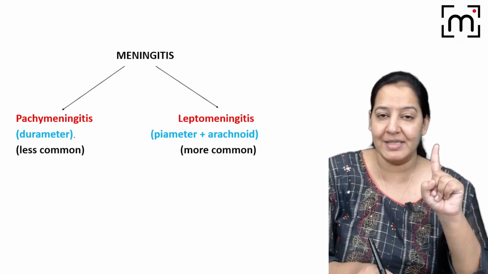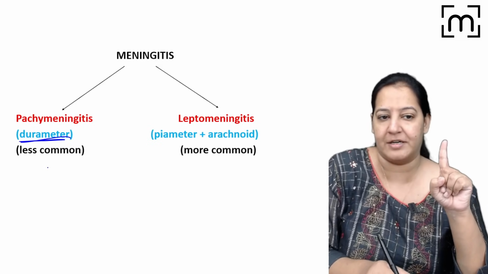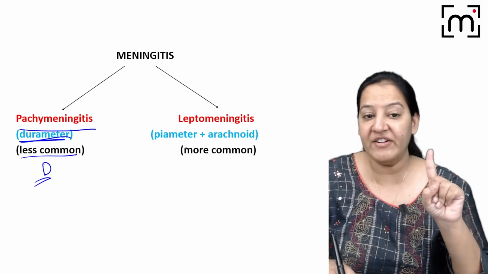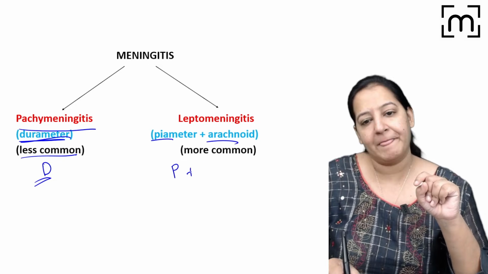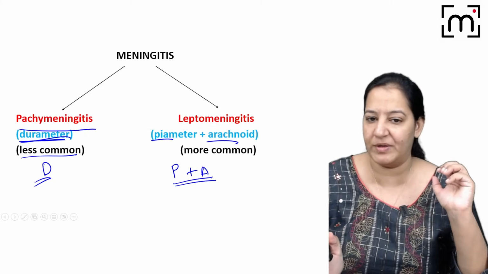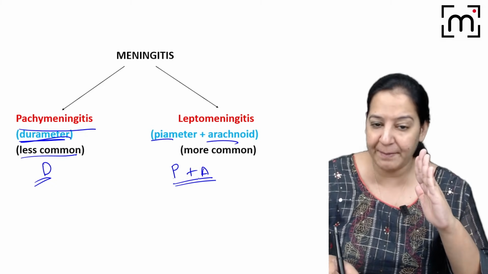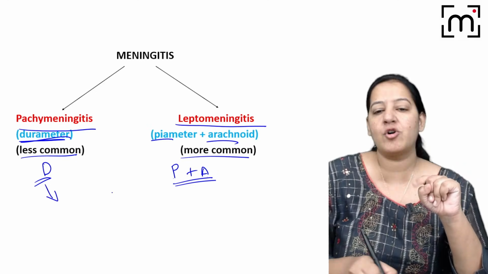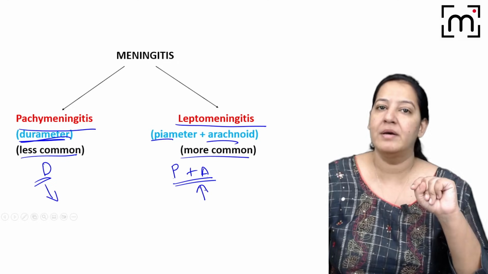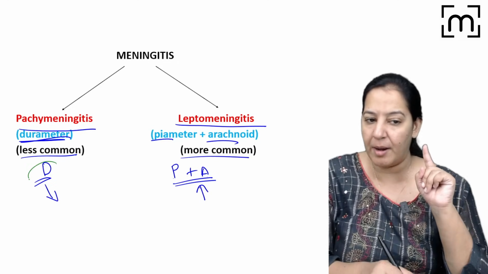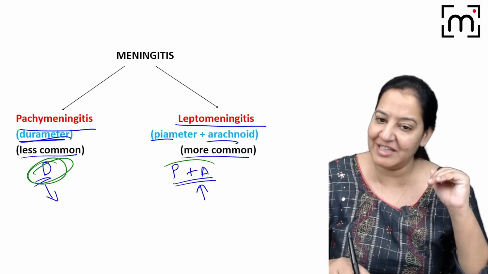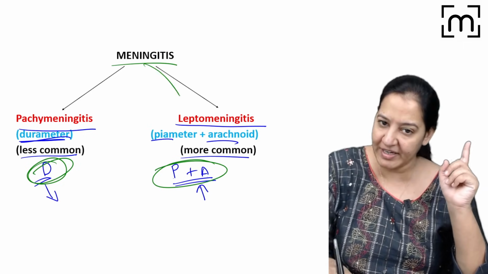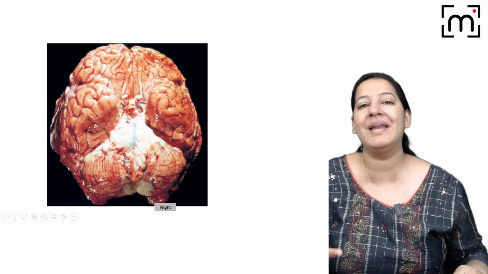Now, if the inflammation occurs in the dura mater only, it is known as pachymeningitis, and it is less common. But if inflammation involves the pia mater and arachnoid, these are always involved together because they are very close to each other, it is known as leptomeningitis, and it is more common. So in pachymeningitis, basically the dura mater is involved, and in leptomeningitis, the pia mater and arachnoid are inflamed. If I am saying meningitis, by default I mean leptomeningitis, because it is more common.